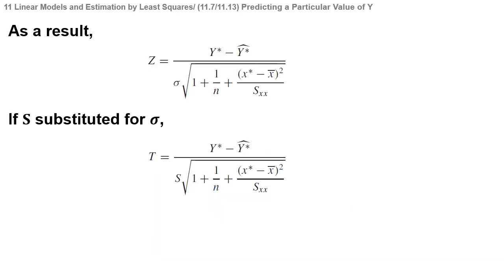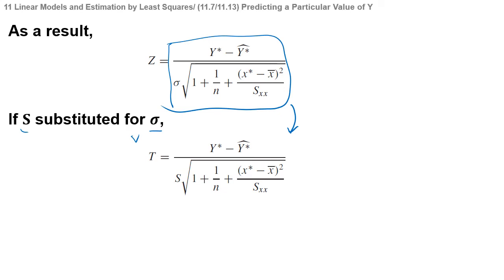So as a result, we can derive that the distribution of this thing follows the normal distribution, and if we substitute for sigma, we can find also this. And actually, there are some hidden steps from here to here.